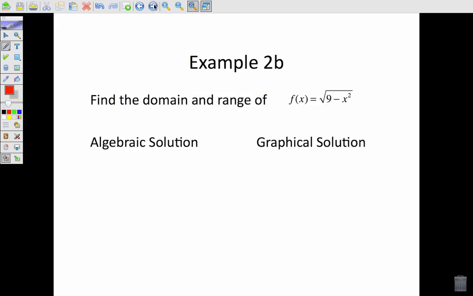All right. Example 2b. Find the domain and range of the square root of 9 minus x squared. Graphically, we will go back to the graphing calculator, but algebraically we're going to take the expression. Since taking the square root, it has to be greater than or equal to 0, non-negative, then -x squared has to be greater than or equal to -9. So then x squared has to be less than or equal to +9, because this was a negative. So x has to be less than or equal to plus and minus 3.